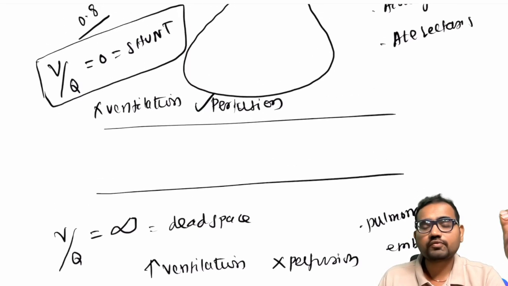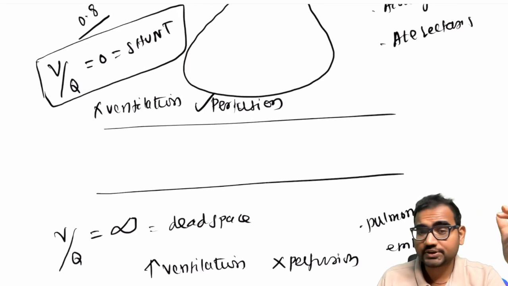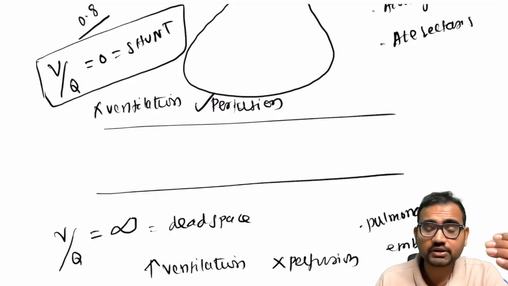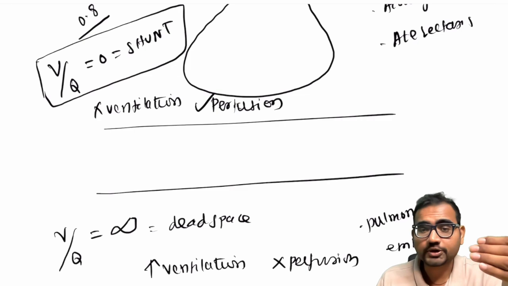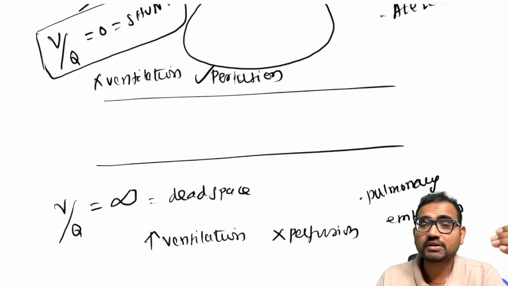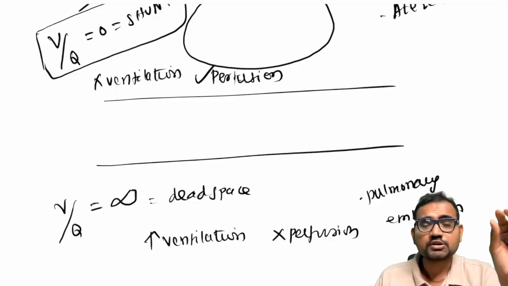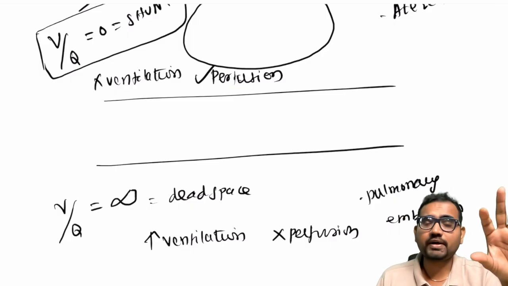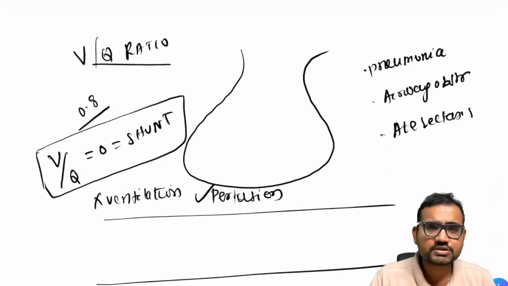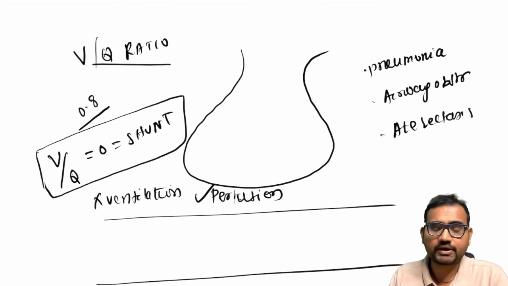Okay, so we have two. When the ventilation perfusion ratio is 0, we are going to call that as shunt: no ventilation, only perfusion. When the ventilation perfusion ratio is infinity, more dead space, increased ventilation, but there is no perfusion, seen in pulmonary embolism patients. So the most common cause of hypoxia will be this ventilation perfusion ratio mismatch. So this is another small concept in respiratory physiology.